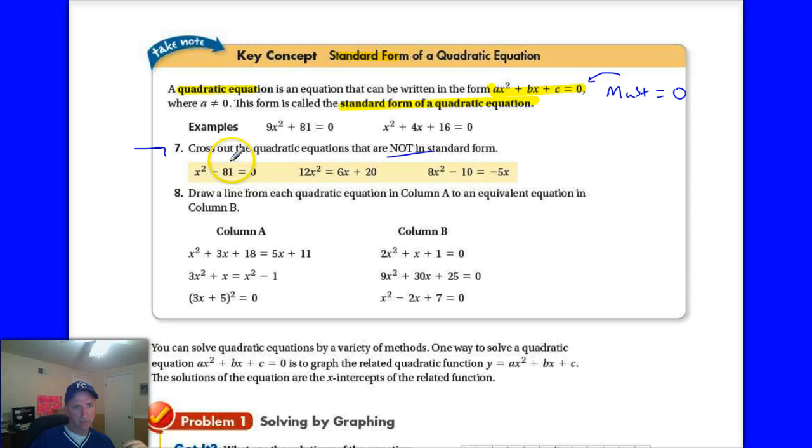Well, this one is equal to 0, so it's going to stay. This one is not, because it's not equal to 0. And this one is not equal to 0.